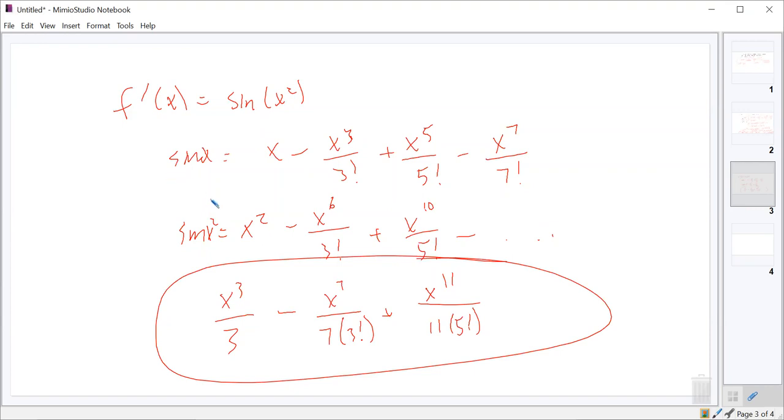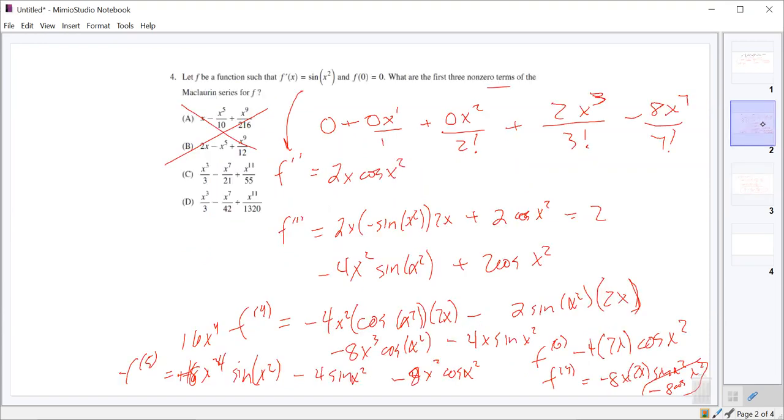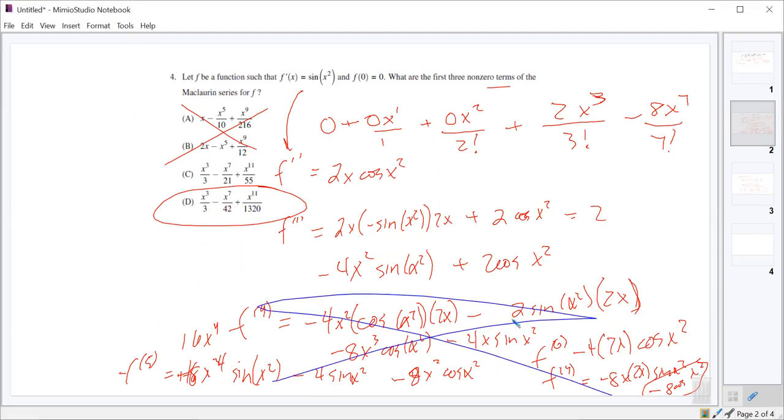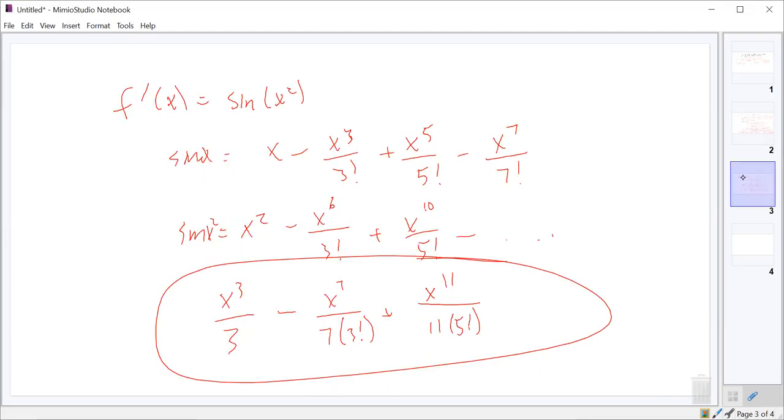That's much better than doing it the other way. Write out your series for sine, make it sine of x squared, and then integrate term by term. And this definitely satisfies f of 0 is equal to 0. And so looks like, I don't know, what did that come out to be then? 7 times 3 factorial is 42, so it must have been D. This was all a bad waste of time. Find an easier way to do it.